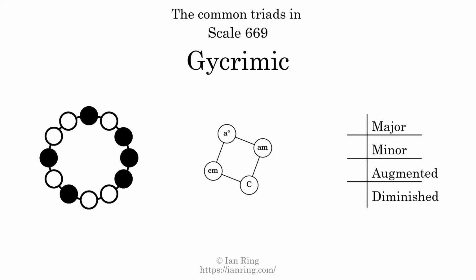Here are the common triads present in this scale. The diagram in the center is a graph of parsimonious voice leading between triads. There is one major triad. There are 2 minor triads. There are no augmented triads. There is one diminished triad. Here is a Hamiltonian path of parsimonious voice leading that uses all the triads.